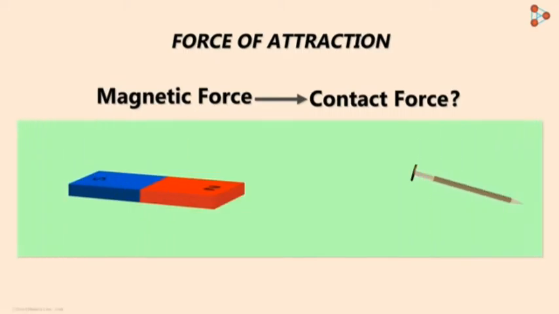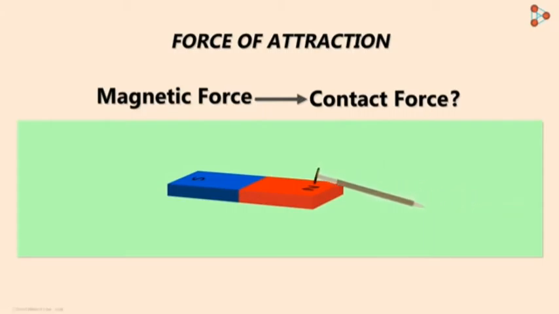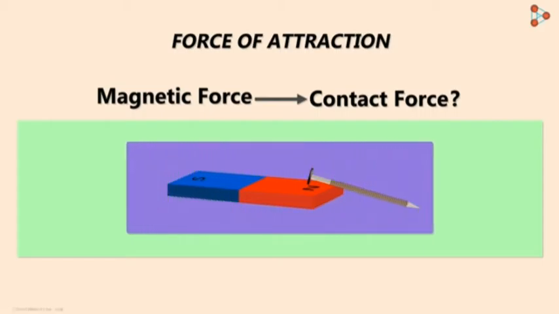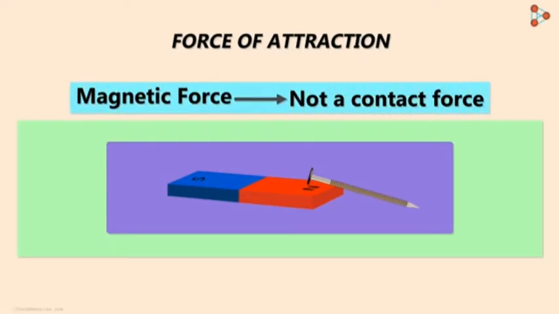Let's look at the animation in slow motion. We are moving the magnet towards the nail, and at this point, the nail also begins to move towards the magnet. It means the force came into action even when there was no contact between the magnet and the nail. Hence, we can say that a magnetic force is not a contact force. Contact is not necessary for the magnetic force to work on the nail.